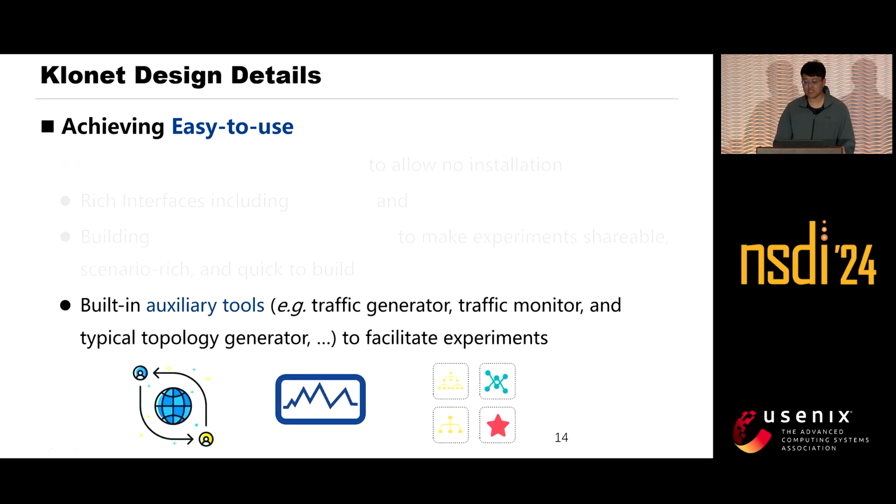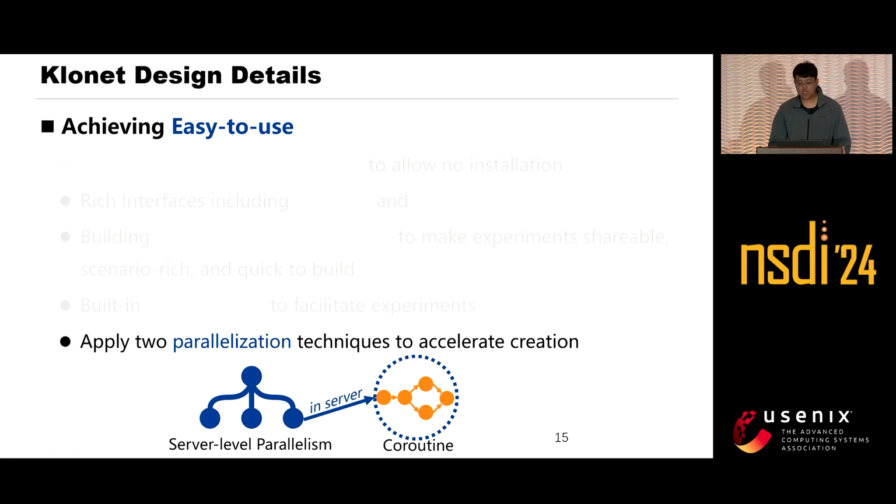Klonet also provides some useful tools, such as traffic generator, traffic monitor, and typical topology generator. These tools allow students to focus more on learning about computer networks rather than spending effort on other tools. The speed of experiment creation has a serious impact on user experience and efficiency. Therefore, Klonet uses two parallelization technologies to speed up the creation of experiments.